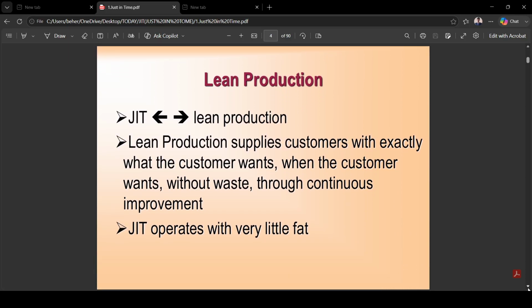So lean production, JIT. Lean production supplies the customer with exactly what the customer wants, when the customer wants it, without waste, through continuous improvement. JIT operates with very little fat.